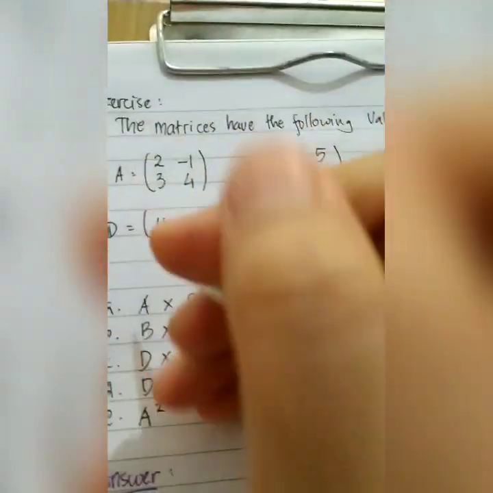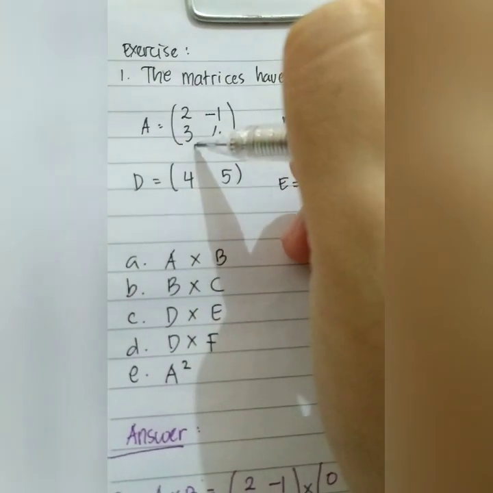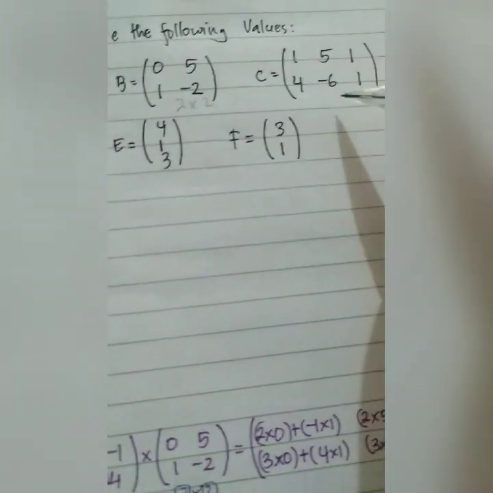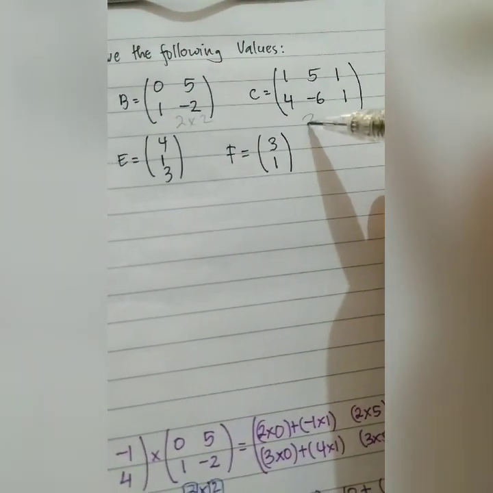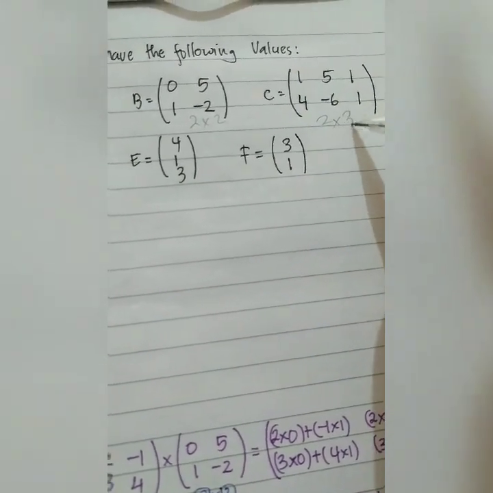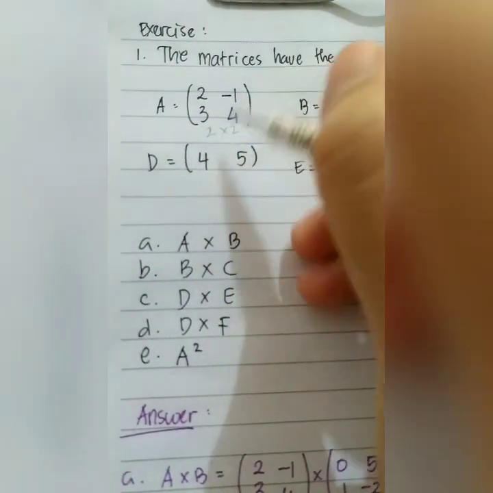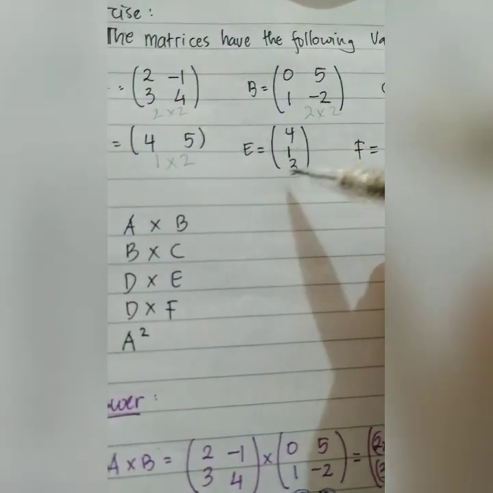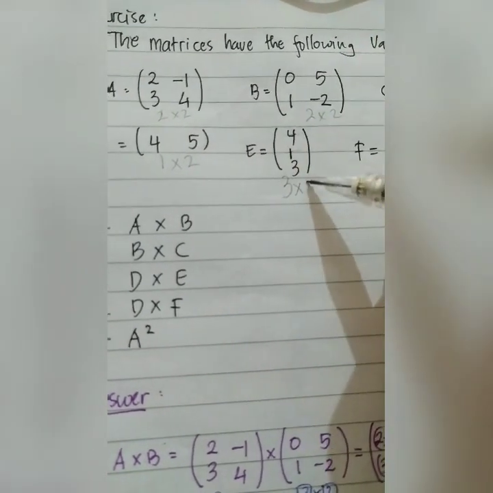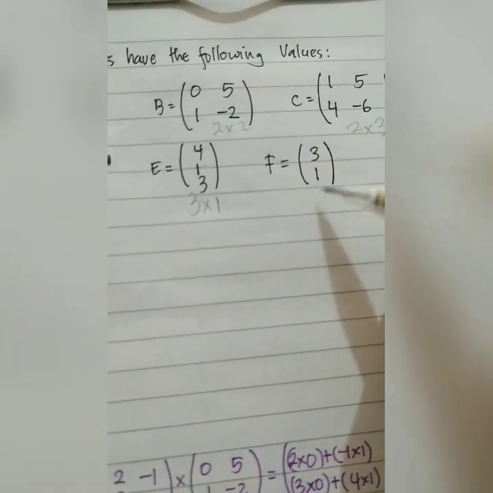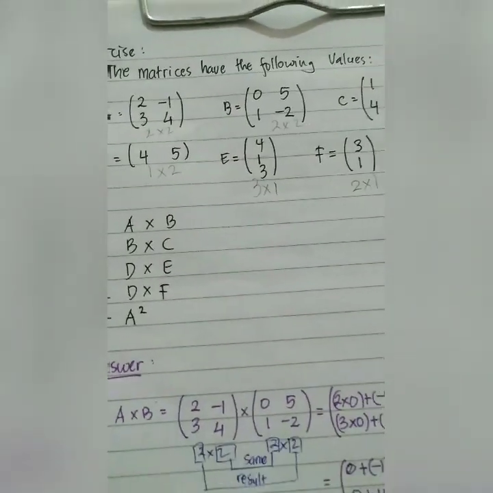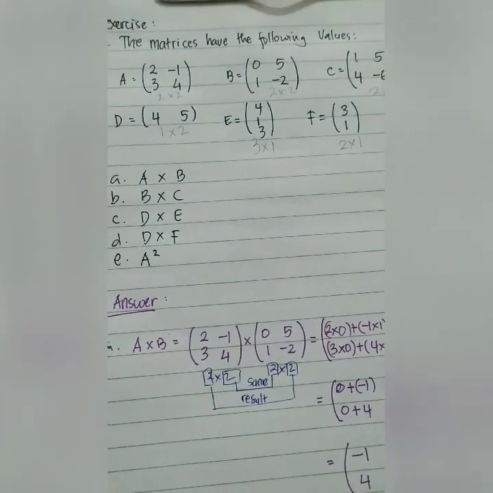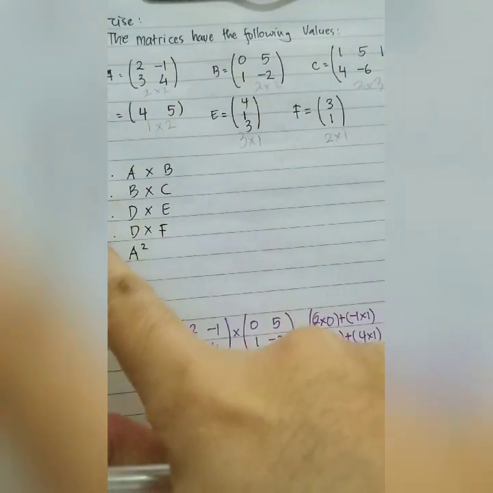First, let's write down the rows and columns of each matrix. This one is order 2 by 2. Here is also 2 by 2. Here is 2 by 3. And then here is 1 by 2. And then here is 3 by 1, a column only. And then here is 2 by 1. So we already have the orders, so it will be easier for us to determine which matrices can be multiplied by another matrix.